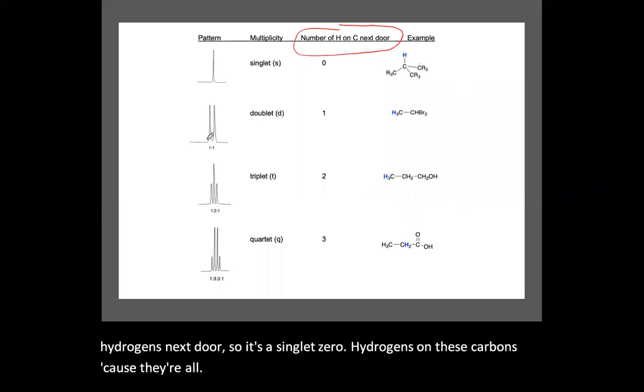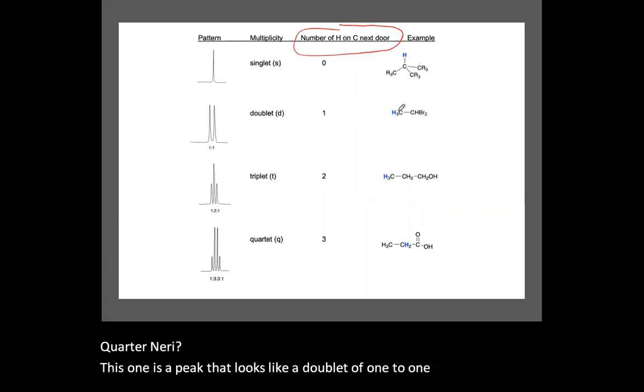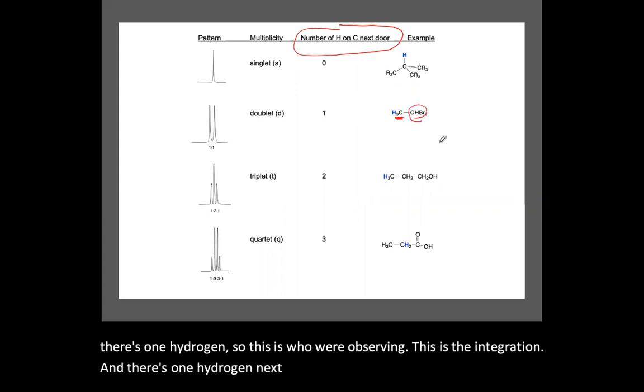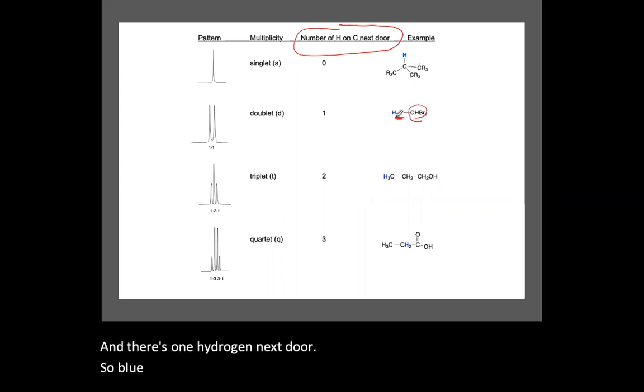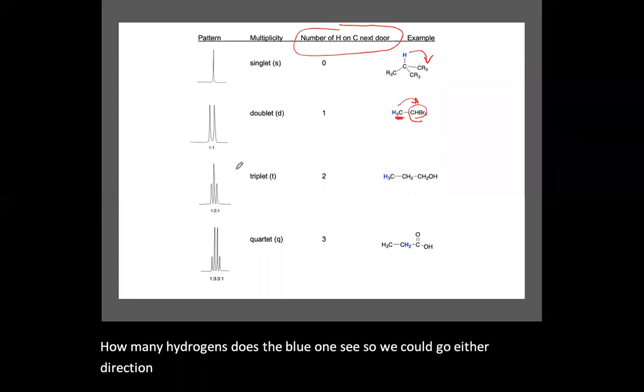quaternary. This one is a peak that looks like a doublet, a 1 to 1 ratio. That means there's 1 hydrogen, so this is who we're observing, this is the integration, and there's 1 hydrogen next door. So blue is who's being observed. The multiplicity tells you how many it sees. How many hydrogens does the blue one see? So we could go either direction. This way is a +1.